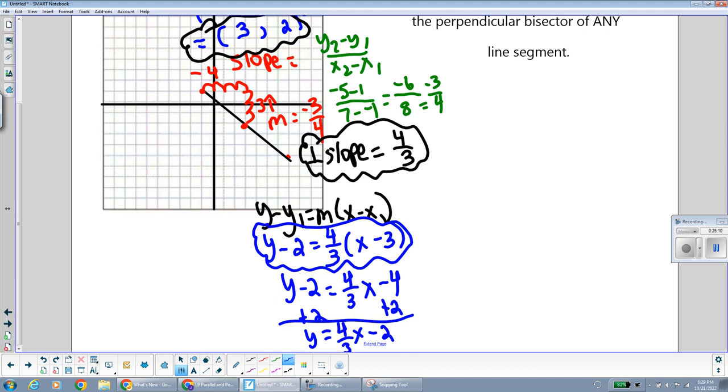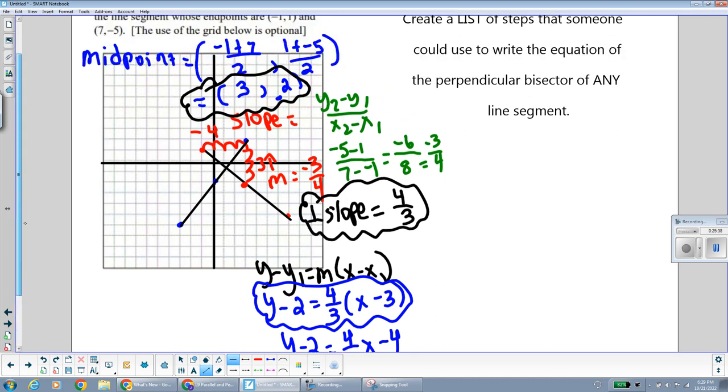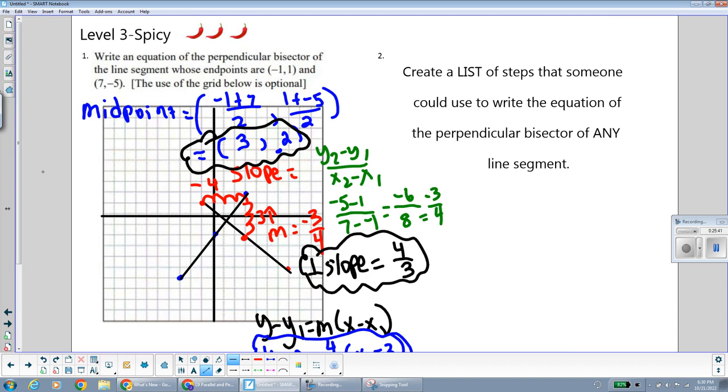The y-intercept is -2, so that's going to be my starting point for graphing. The rise is 4, and the run is 3 to the right. Counting 1, 2, 3, 4, up and 1, 2, 3 to the right again. And we can see that our line is the perpendicular bisector of our original line segment.